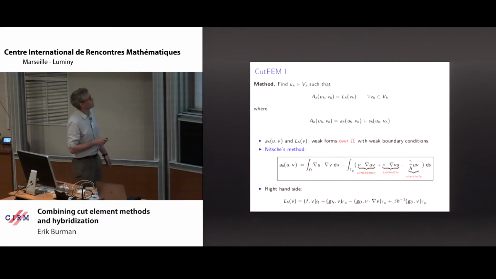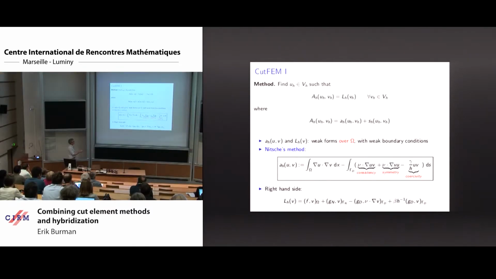So what is the method? Well, we can write it in this canonical form, where this capital A now combines the PDE discrete form here and the stabilization term. And the PDE discrete form will be the Nitsche form of the weak formulation. So this is the classical Nitsche form.